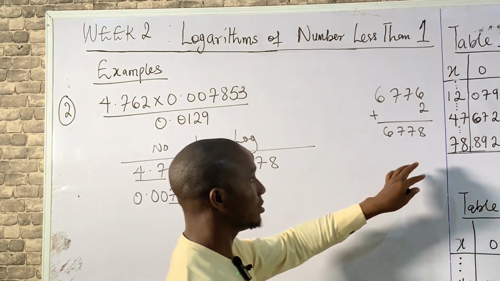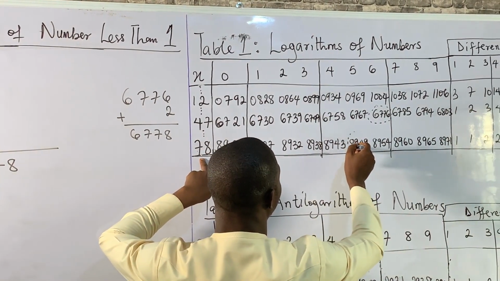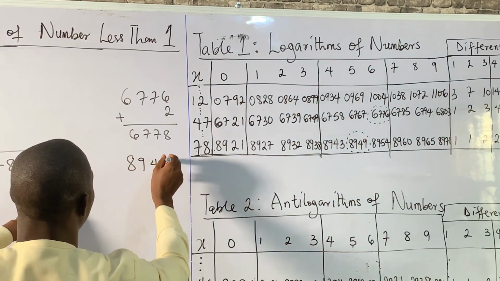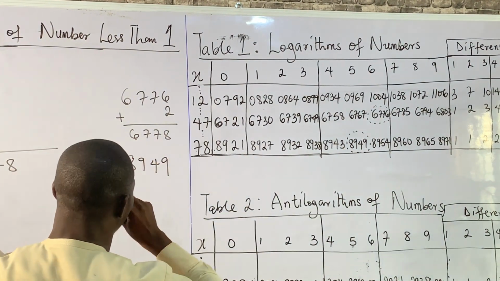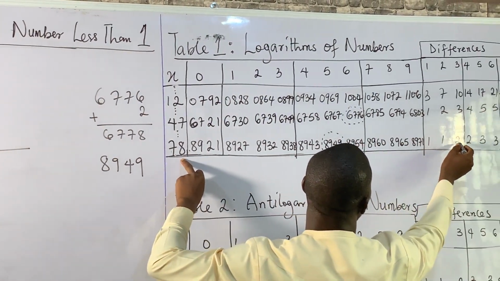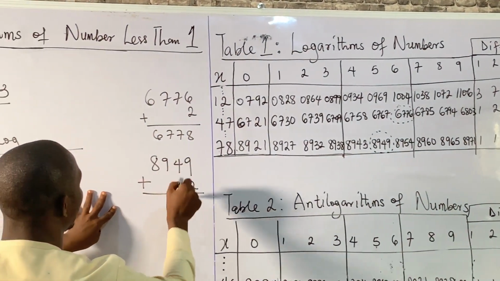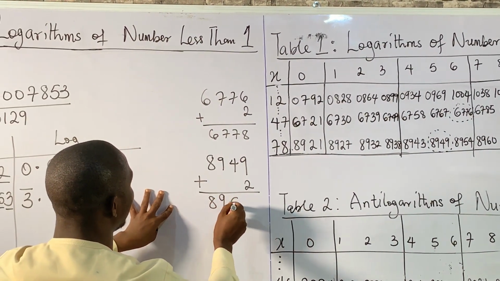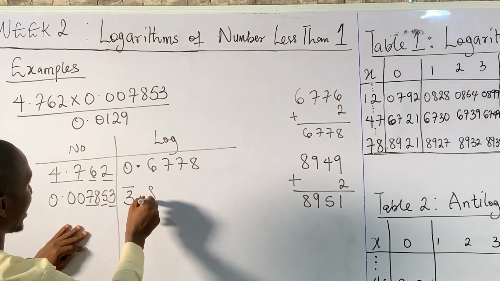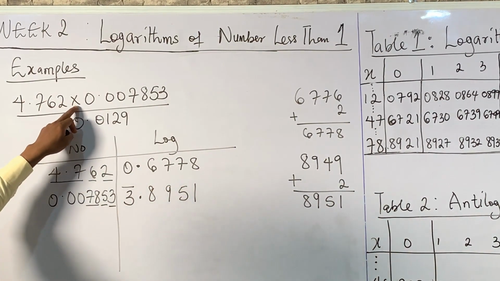So let's go to the table. This is 78 under 5. This is under 5. 8949. Now difference 3. Difference 3 is 2. So by the time we add them, we are going to have 8951. Then we come back here and insert that. 8951.